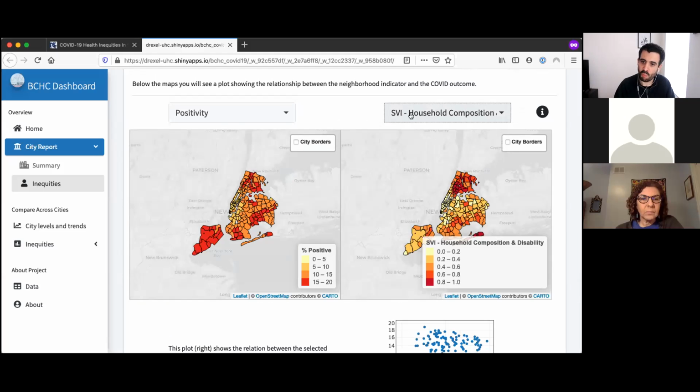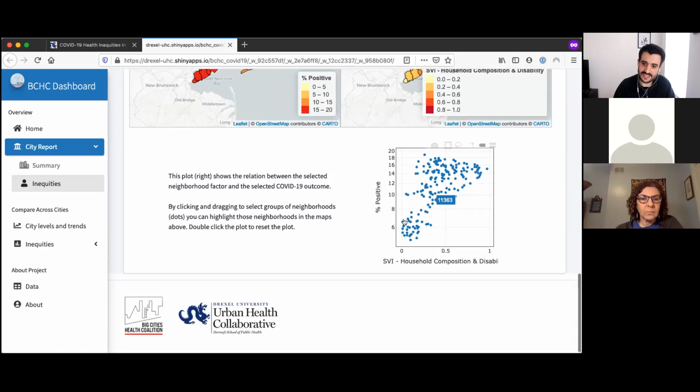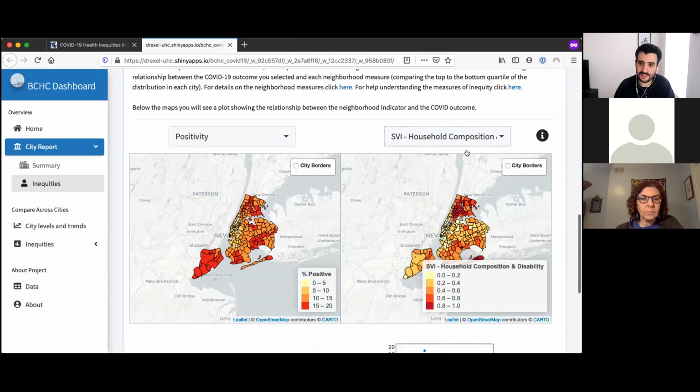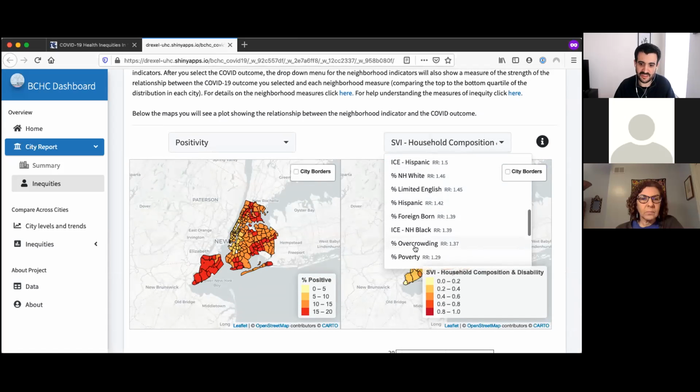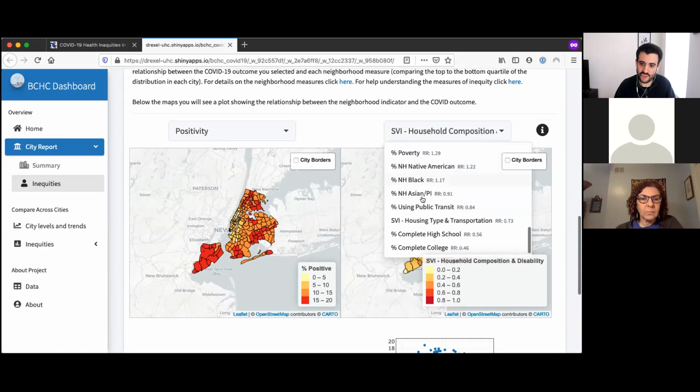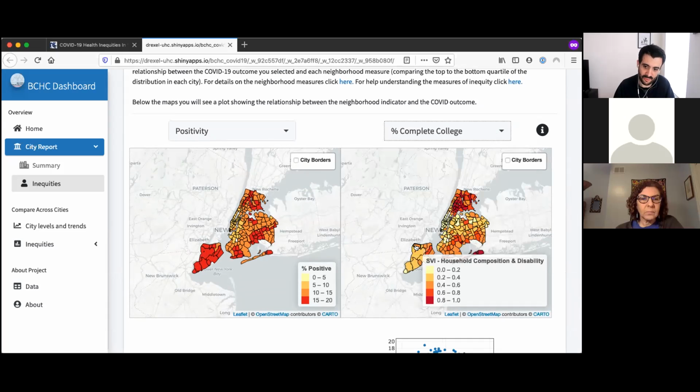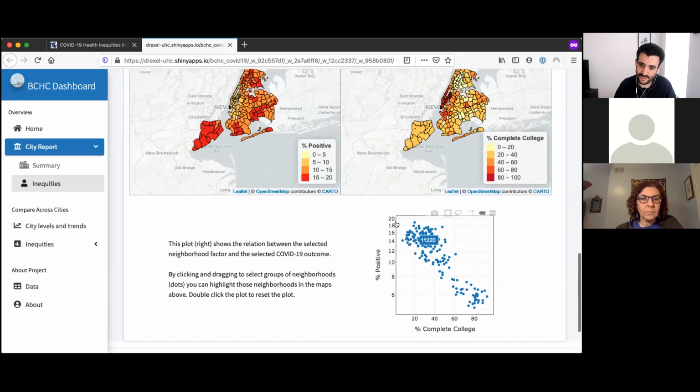So for example, this is the component of the Social Vulnerability Index that deals with household composition. And we can see that it follows a similar trend as the other one, maybe with a bit of a stronger correlation. And then other aspects may be less correlated with each other, or maybe inversely correlated. So for example, down here, we can find the percentage of the population that has completed college education. And as you can see, now the map looks inverted, where dark areas on the right are light areas on the left. And again, you can do the same thing and look at this scatter plot to see this very strong correlation in these cases.